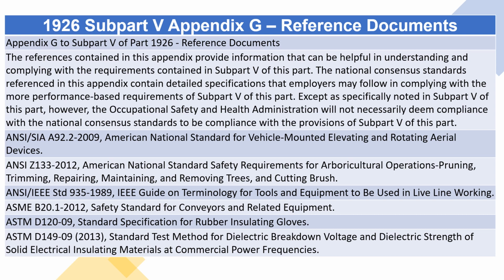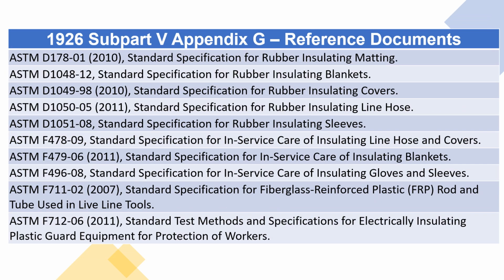ASME B20.1-2012, Safety Standard for Conveyors and Related Equipment. ASTM D120-09, Standard Specification for Rubber Insulating Gloves. ASTM D149-09, 2013, Standard Test Method for Dielectric Breakdown Voltage and Dielectric Strength of Solid Electrical Insulating Materials at Commercial Power Frequencies. ASTM D178-01, 2010, Standard Specification for Rubber Insulating Matting.